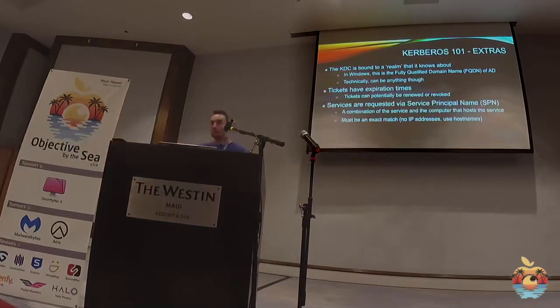So a couple of other little Kerberos 101 extras that kind of fall into this. So I mentioned this before, the KDC is bound to a realm. This is what the KDC knows about. In Active Directory, this is your FQDN, your fully qualified domain name for your domain, okay? Tickets have expiration times. They can be renewed, they can be revoked, they can have all these different kinds of properties associated with them. And all these services have a backing service principal name. That's how we look up what we want to do.